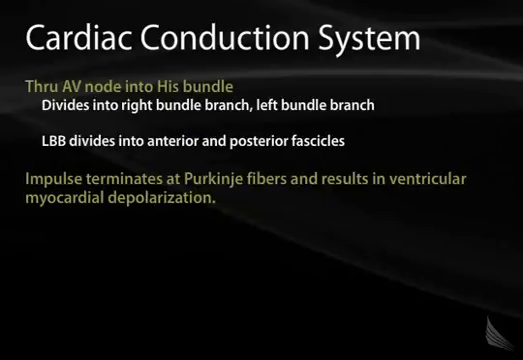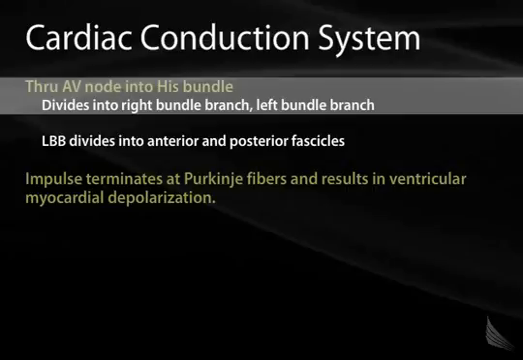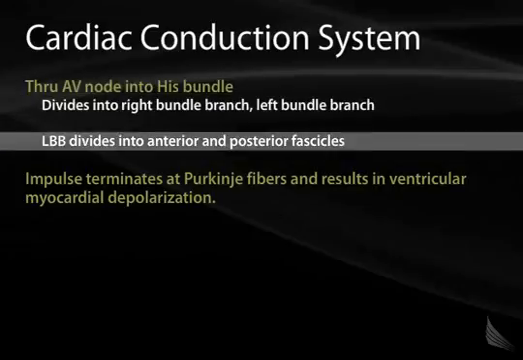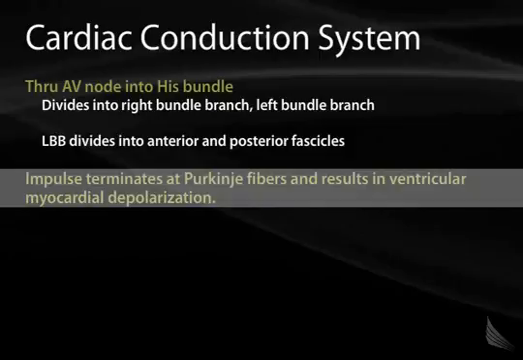Once the AV node fires, the signal moves into the His bundle through the Purkinje fibers. This His bundle divides into the right bundle branch and left bundle branch, which are also made of Purkinje fibers. The left bundle divides into the anterior and posterior fascicles. This impulse terminates at Purkinje fibers and results in ventricular myocardial depolarization, because the ventricular myocytes are directly coupled to Purkinje fibers at their termination. This causes depolarization and ventricular contraction.